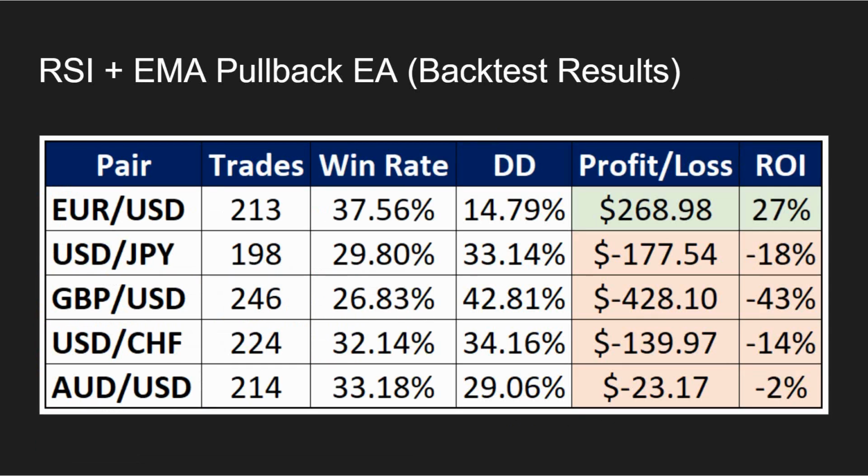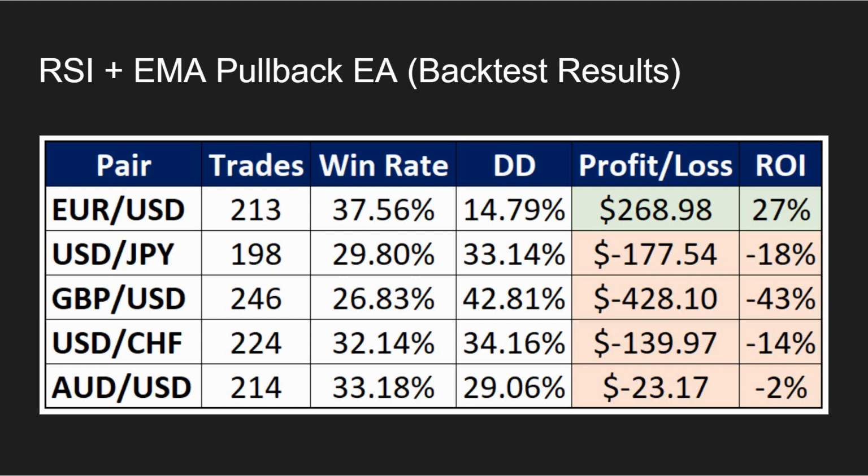So here are the results of the backtest over the last 12 months in 2020, and just to go through them in a bit of detail. In terms of trades, I think each currency pair had roughly a similar amount of trades, ranging from 198 to the 246 mark. So it was all good around there.